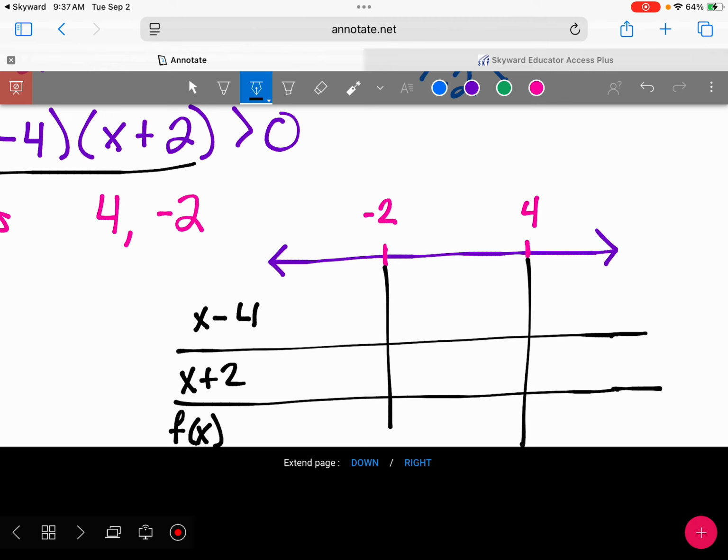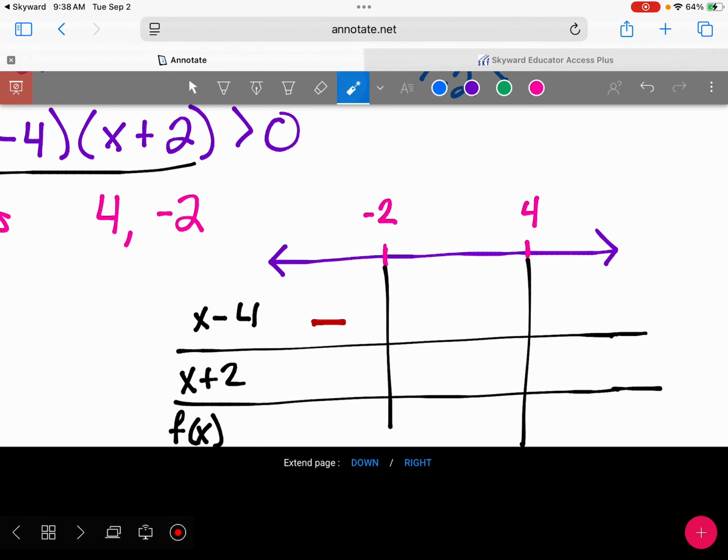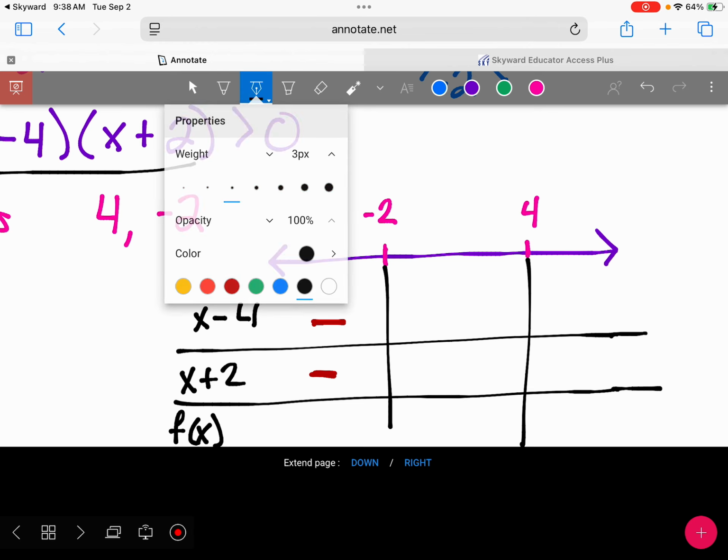So if we have a number smaller than -2, is this piece going to be positive or negative? Negative. This piece would be negative. If I have a number smaller than -2, is this piece going to be positive or negative? That one's also going to be negative. So if I have a negative value and a negative value, we actually wind up with a product that is positive.